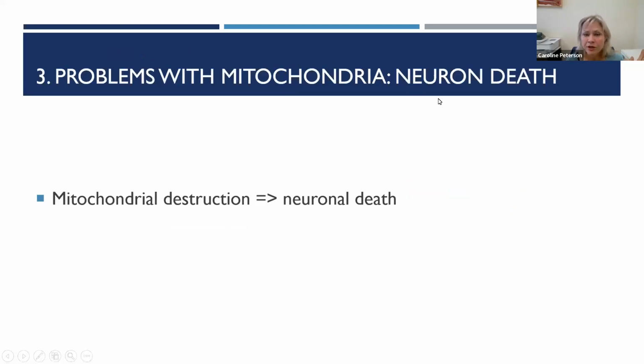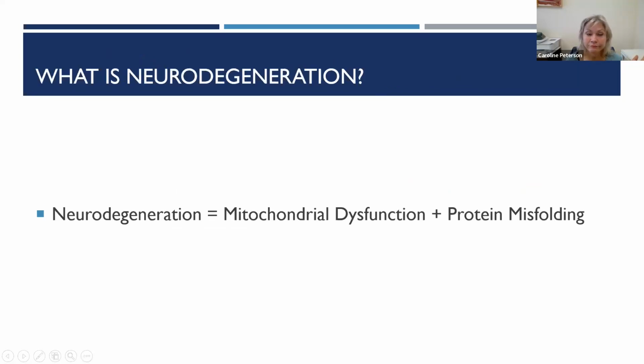The third problem with mitochondria is that when you have the destruction of the mitochondria, because there's no energy, the neuron is going to die. And so that's not good. You need your neuron.